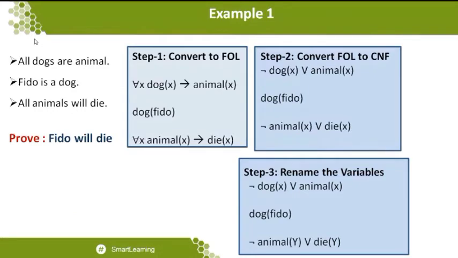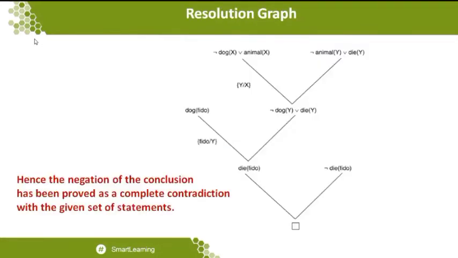So what I've been doing is, these are the three statements available. The first statement is not of dog of x or animal of x, which is taken with the next statement, not of animal of y or die of y. So y should be substituted in the place of x. When y is substituted in the place of x, dog of Fido is substituted for y. So dog of Fido and not of dog of Fido will be cancelled, and we get die of Fido.